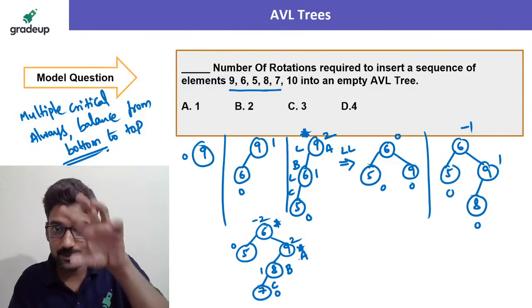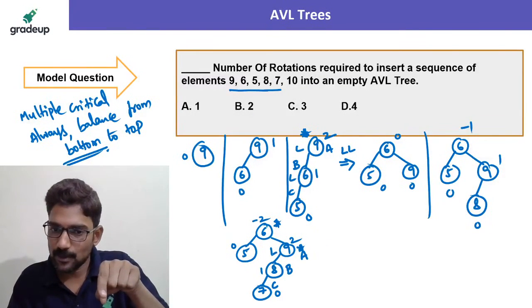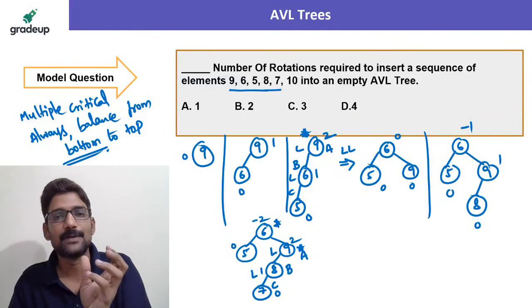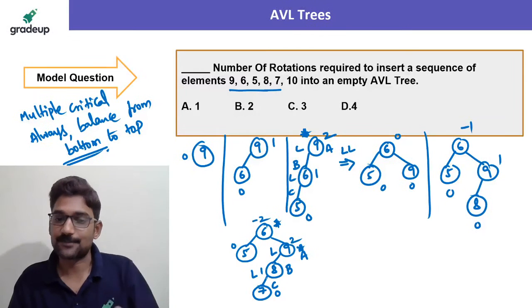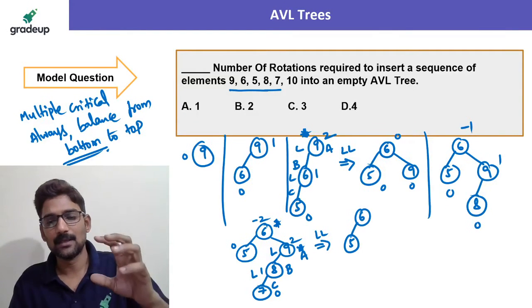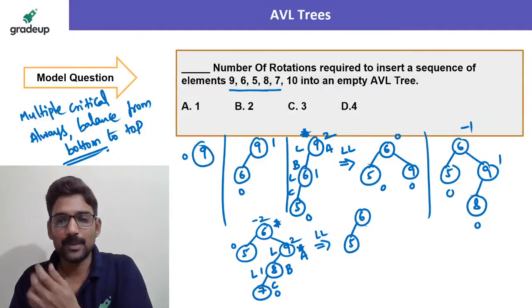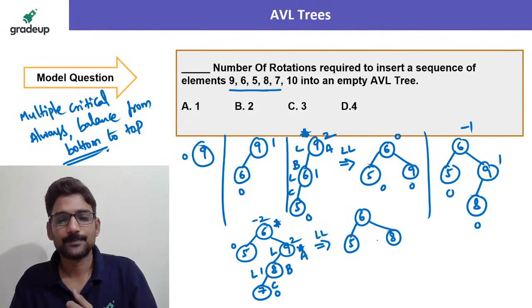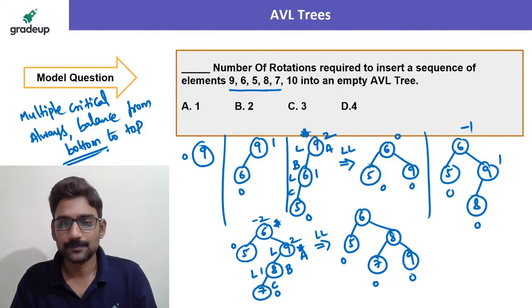So A, B, C is only the parameter constraint for us. To the left of left, 7 was inserted to the left of the critical node, left side, left side. So do LL rotation. Don't touch anything else in the tree. Only that ABC part you have to verify. Now B becomes parent. Make B the parent. Make A the right child and C the left child. Done. You see the balance factors now.